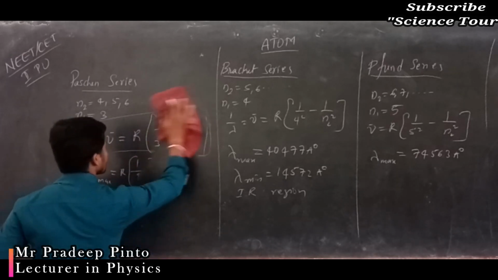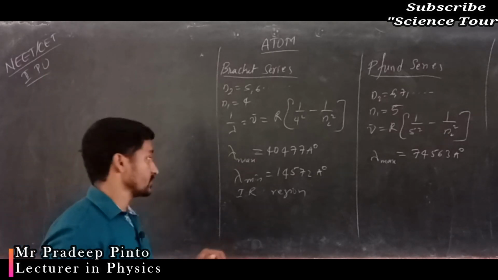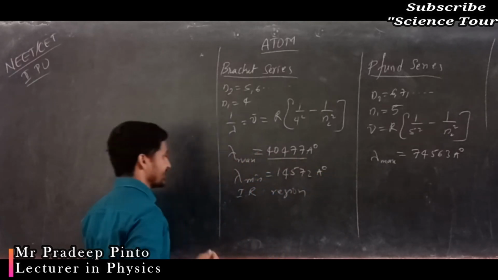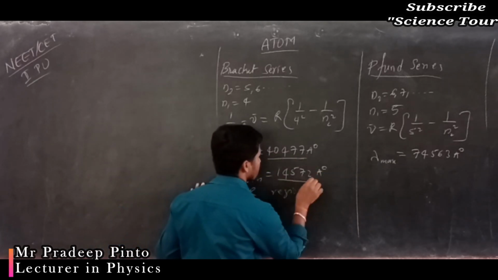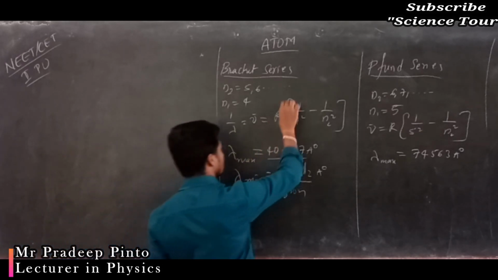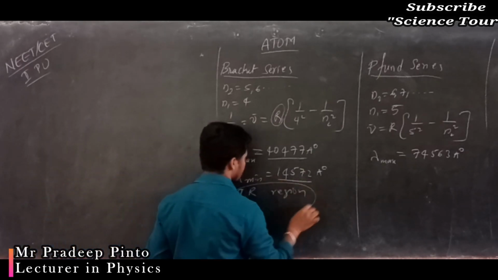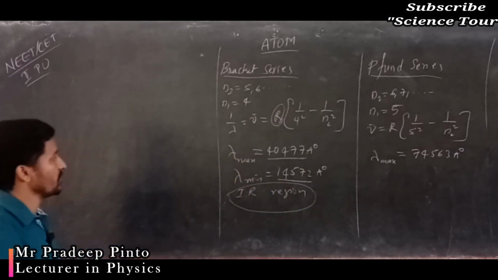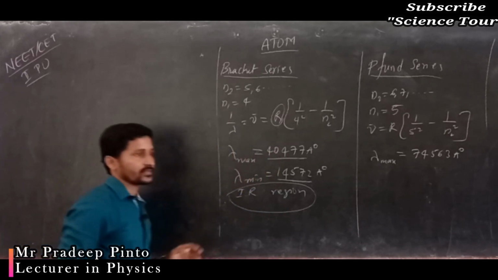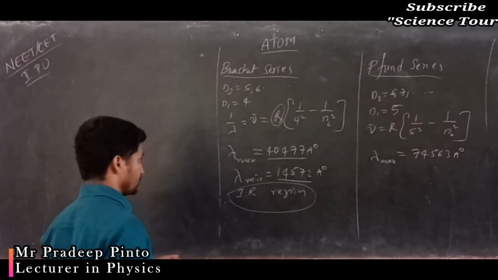Second thing, after that we will have the Brackett series, and the same way there is a formula. If you calculate lambda maximum you are going to get this, and lambda minimum you calculate this, which means 14,572 angstrom. You must know this value, that is the Rydberg constant, and this series lies in the higher order of the infrared region, a little higher order of the infrared region.